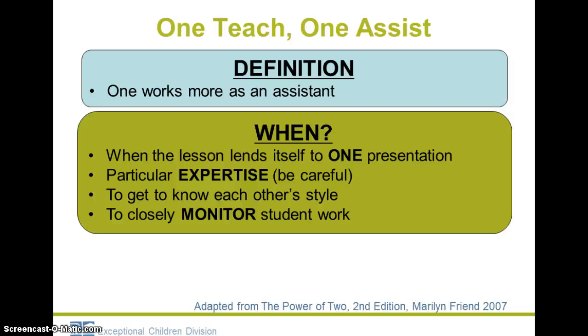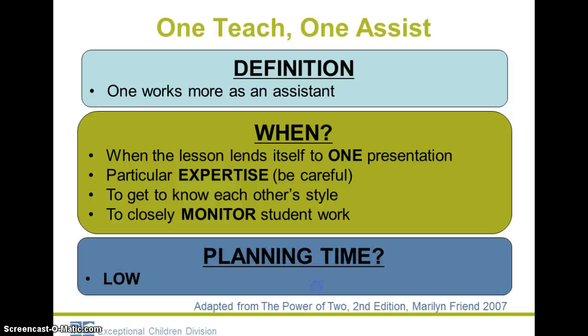You might also want to use it when they're first approaching co-teaching, when they're trying to get to know each other's style, and maybe sometimes to closely monitor student work. If there are specific tasks that need to be monitored very closely, you might want to use this approach.